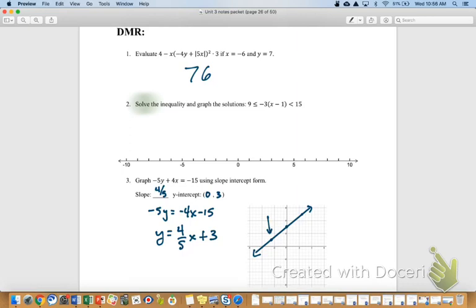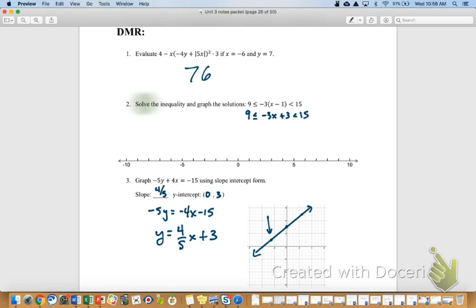Distributing is fine. So if I did that, I get 9 is less than or equal to -3x plus 3, and that is less than 15. All I did was a distributive property. I just simplified it a little bit. Now, if we felt like that was the easier way to go, I've got a -3 that I need to handle, and I've got a +3 that I need to handle. Which one would make more sense now?